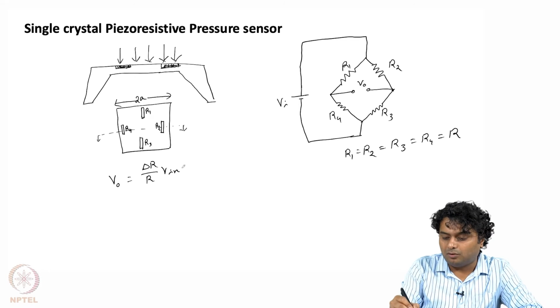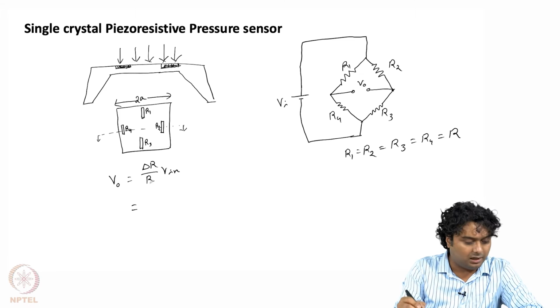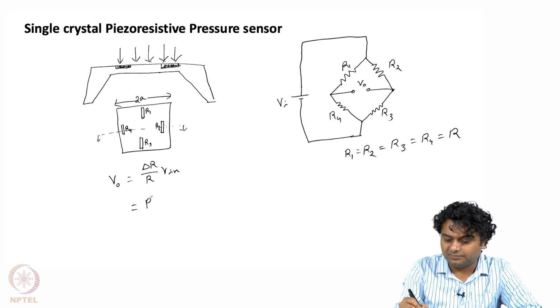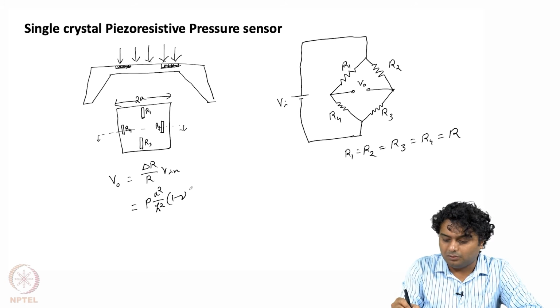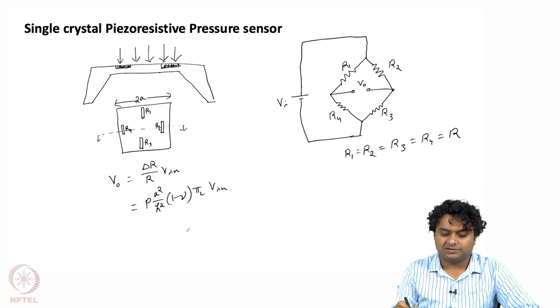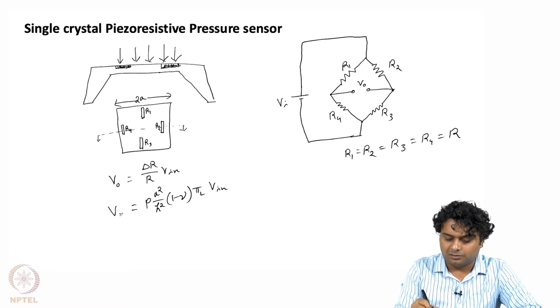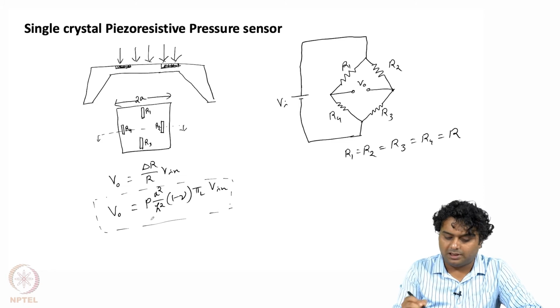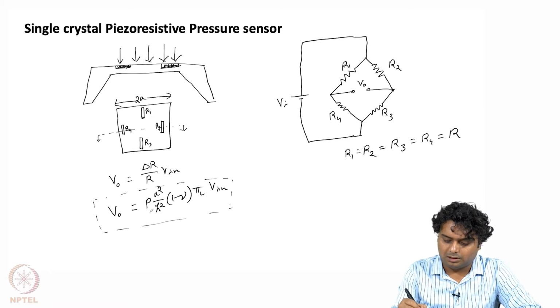And now I know what is delta R by R. So, delta R by R is P into S square by H square into 1 minus nu into pi L into V in. So, by measuring the output voltage V naught, we can calculate the P.